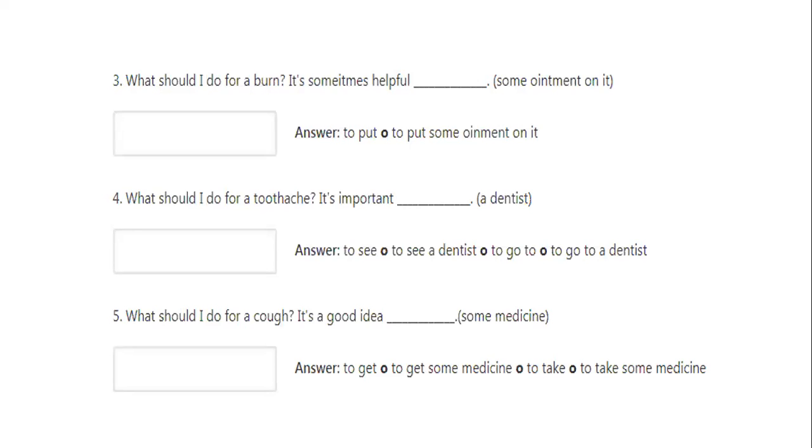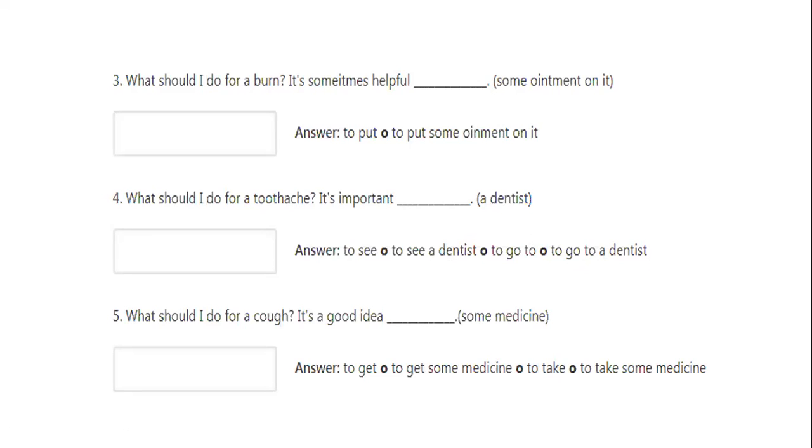What should I do for a toothache? Ya vimos que todos los ache son como pain, ¿verdad? Pain synonym, dolor. So you say it's important to see a dentist. Lo puede escribir solo to see y dejar el complemento en paréntesis o ponerlo todo, ¿verdad? To see a dentist. También puede decir to go to a dentist, ¿verdad? Ambos verbos se entienden lo mismo.